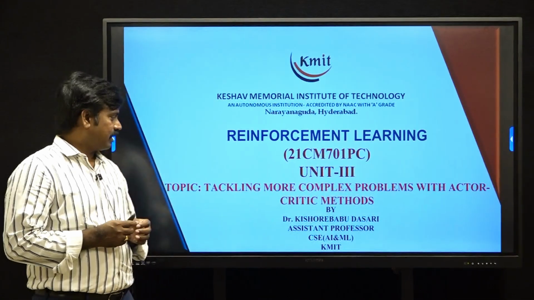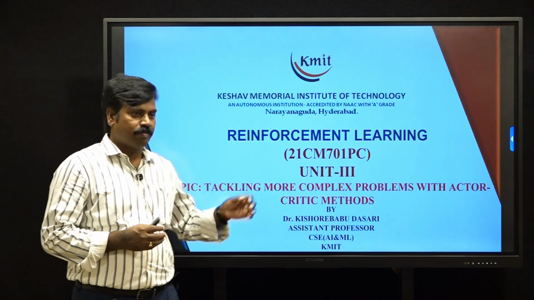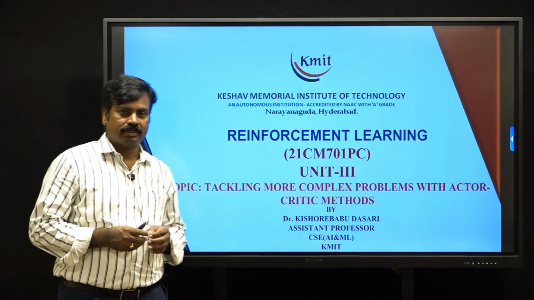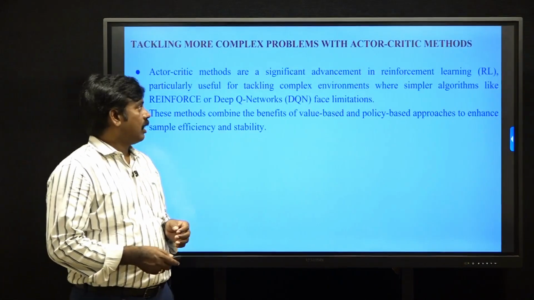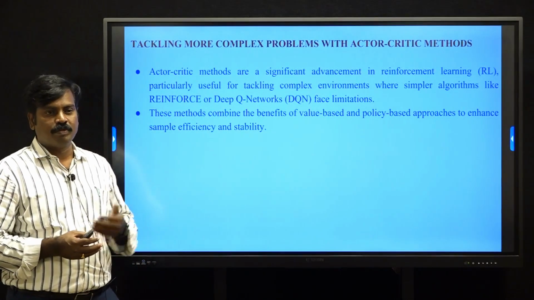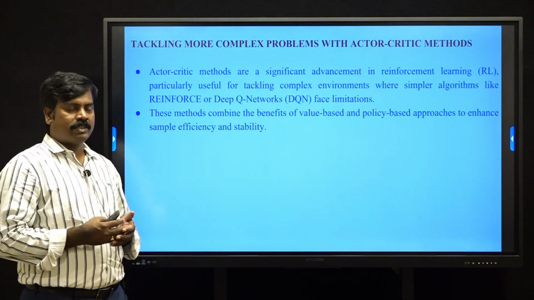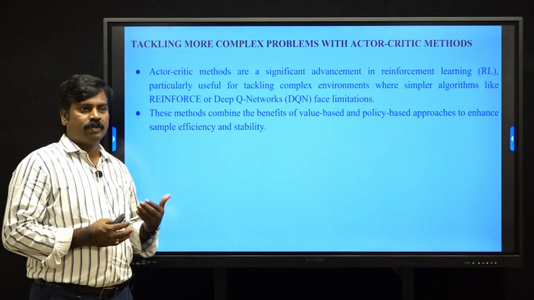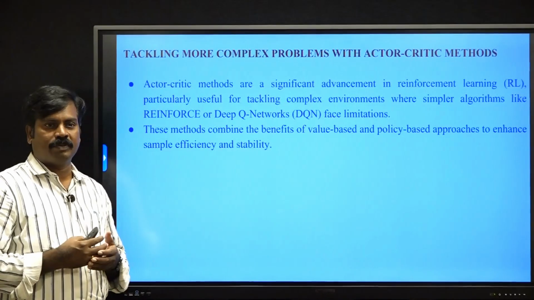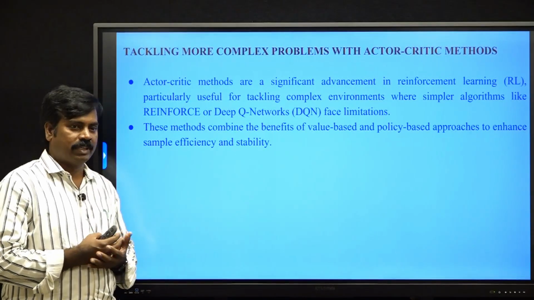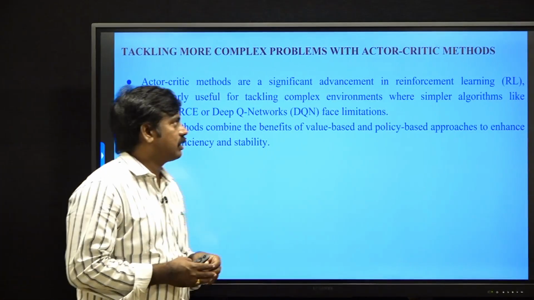Welcome back to reinforcement learning. In this session, the topic is tackling more complex problems with actor-critic methods. It is a combination of two methods. We already discussed policy functions and value functions in the last sessions, learning based on value functions and learning based on the policy functions we have learned in previous lectures.